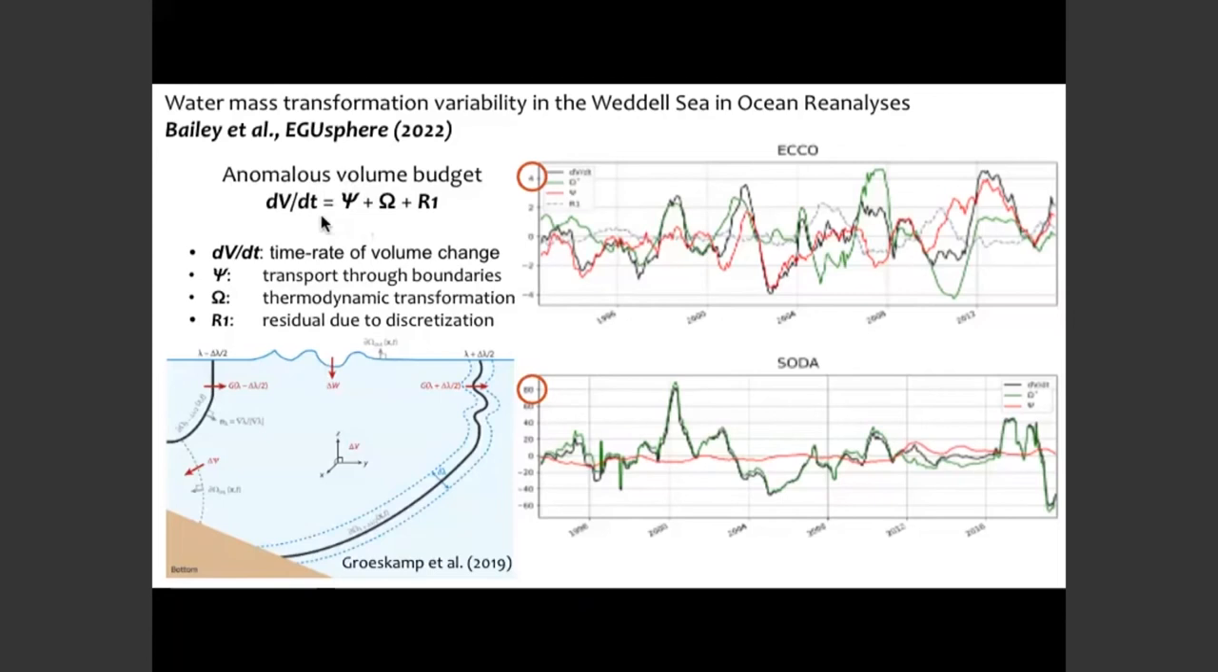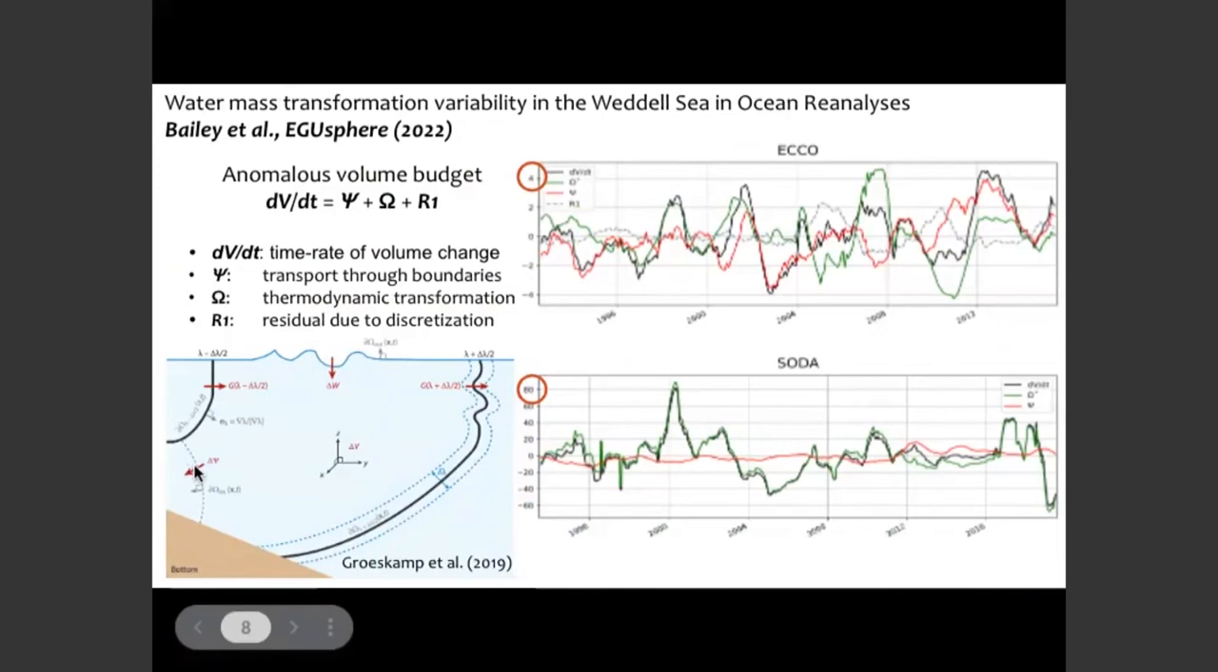You have two main contributions. It would be either adiabatic changes in the boundaries, so inflow and outflow of certain water masses, and I'm simplifying here a little bit, or the diabatic, that means thermodynamic transformation that comes mainly through the surface, for example, through air-sea heat fluxes, cooling waters that become denser and therefore change their characteristic, and then outflow here at the bottom.